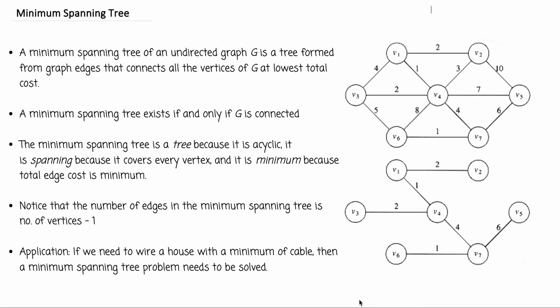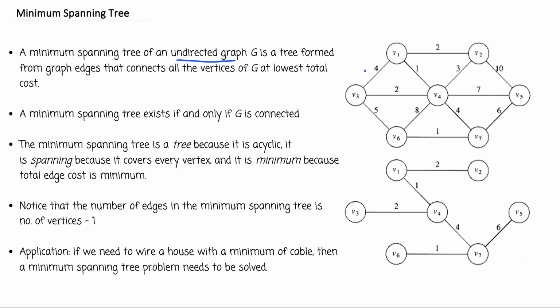Hello everyone. The topic of discussion of this video is the minimum spanning tree. The definition of a minimum spanning tree goes like this. A minimum spanning tree of an undirected graph G, that is, we are focusing only on undirected graphs, is a tree formed from graph edges that connects all the vertices of the graph at lowest total cost.